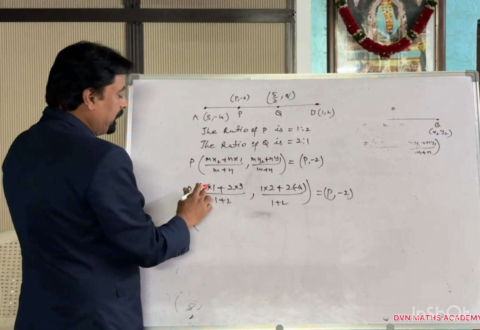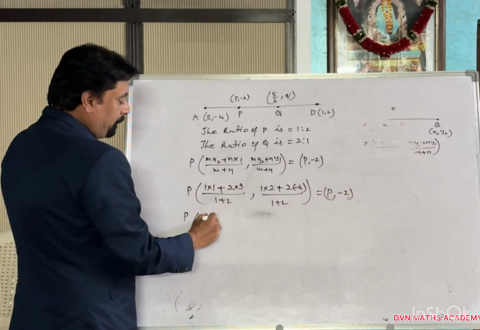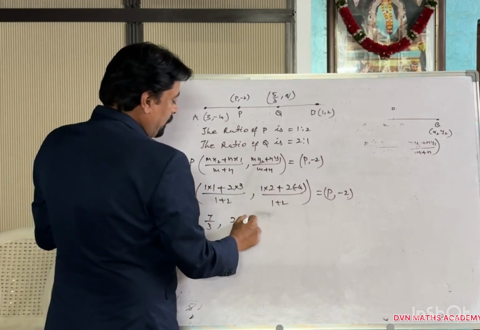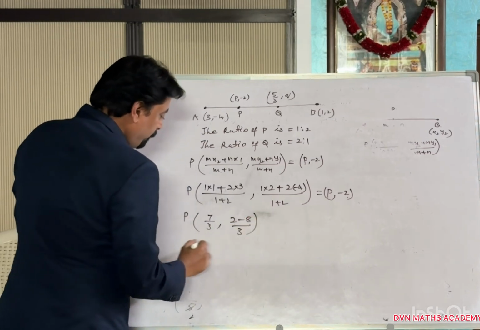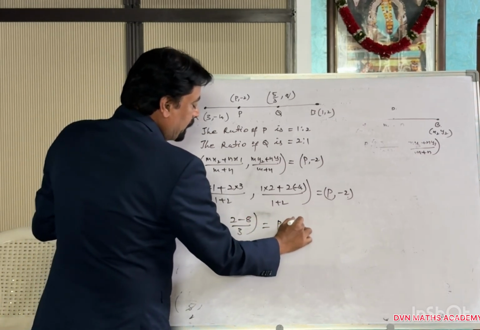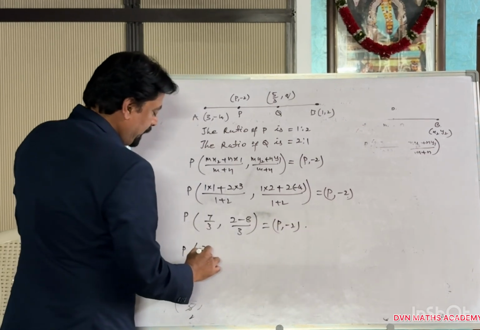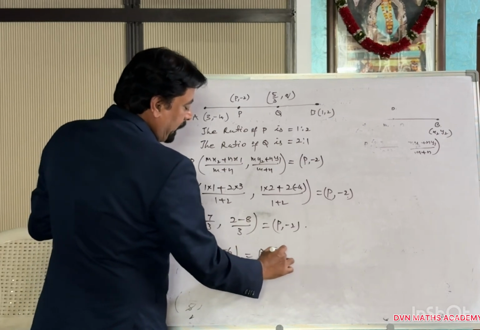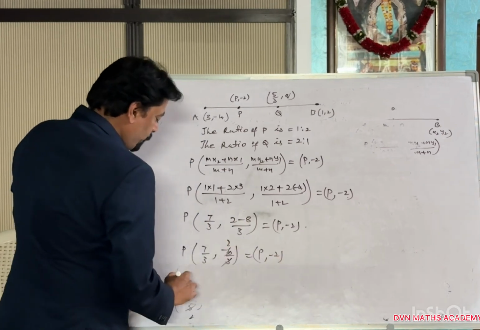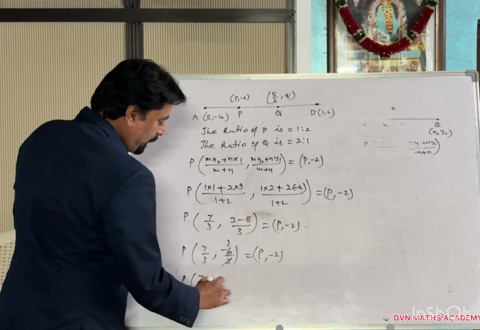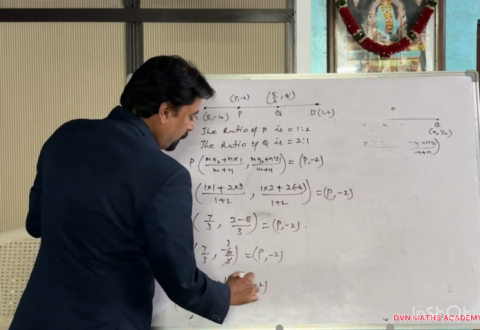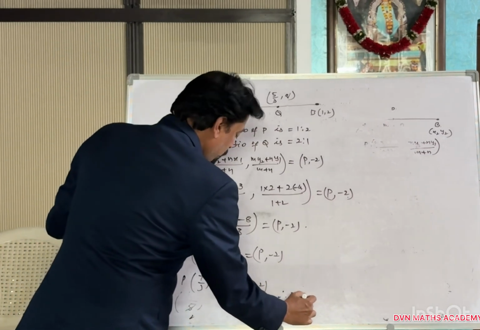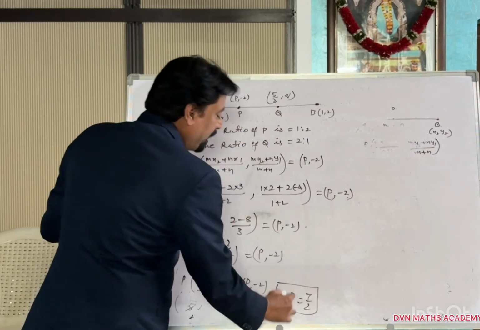Now P is (1 + 6)/3, that is 7/3, comma, (2 - 8)/3. So it is given as (p, -2). Now P is (7/3, -6/3), that is equal to (p, -2). So (7/3, -2) is equal to (p, -2). By comparing these two coordinates, we can say that therefore p is equal to 7/3. This is the value of p.